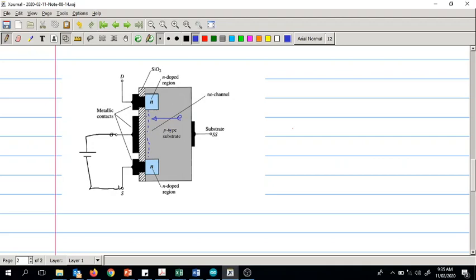An N channel is an area where the electron density is higher, right? So you induce a pseudo N channel. There was no channel there, but when you apply the voltage, more and more electrons would accumulate around the edge, that is the insulator, that will create an N-like channel, right? So that is how it operates.